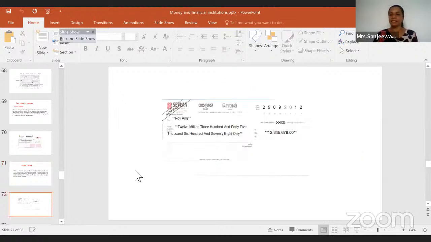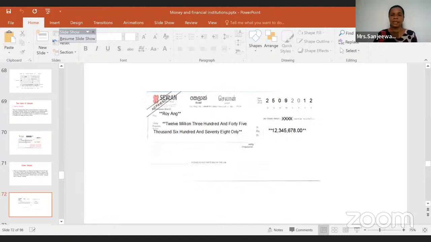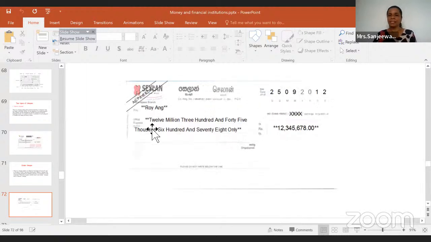Then this is an order check, children. Hope you can see. Instead of "bearer," they have cut that off, and instead of that they have written "order." They have cut off "or bearer," and instead of that, they have written "order."